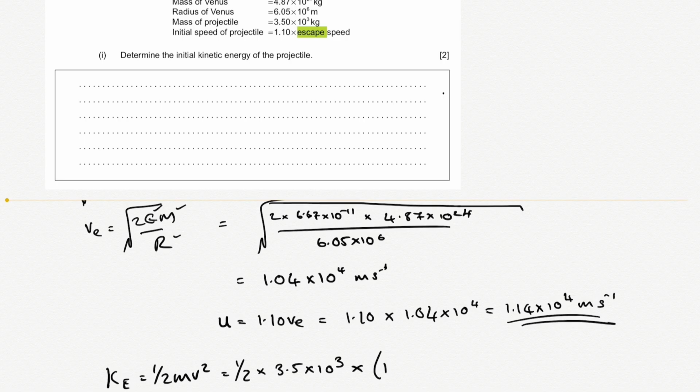Pop the numbers in and you will get an answer of 2.27 times 10 to the 11, and it's in kinetic energy, so it is joules. The answer is 2.27 times 10 to the 11 joules.